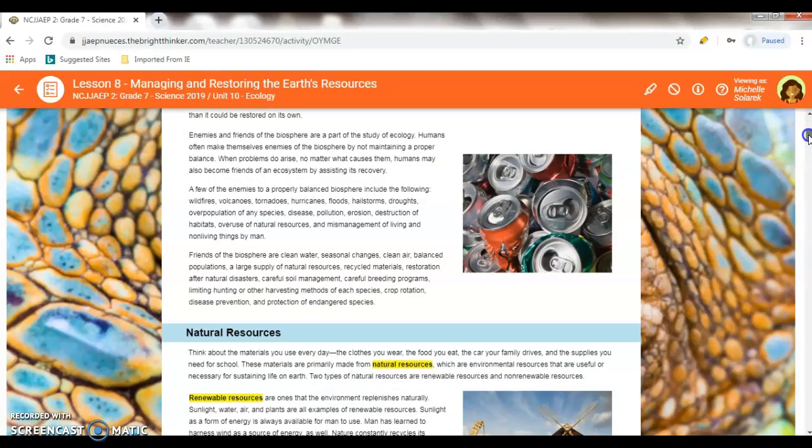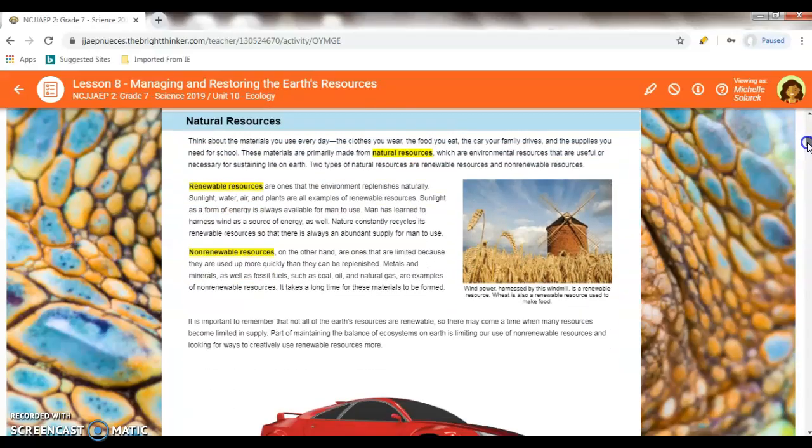Moving on, we're still talking about how we could do our part, including clean air, balance of populations, and things of that nature. For natural resources, we think of things that we use every day: the clothes you wear, the food you eat, the car your family drives, and the supplies you need for school. These materials are primarily made from natural resources, which are environmental resources that are useful or necessary for sustaining life on Earth. Two types of natural resources are renewable resources and non-renewable resources.